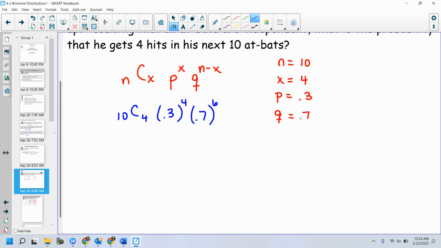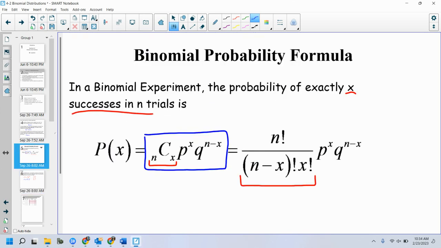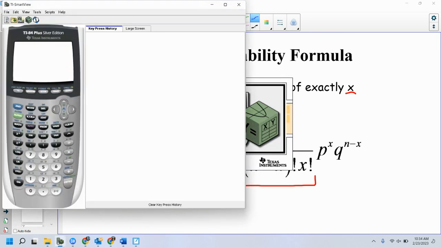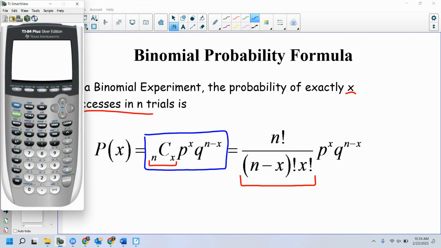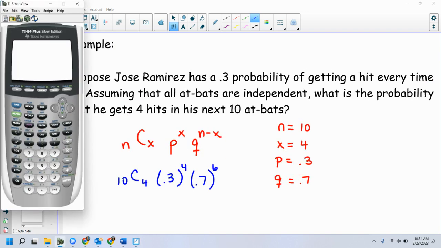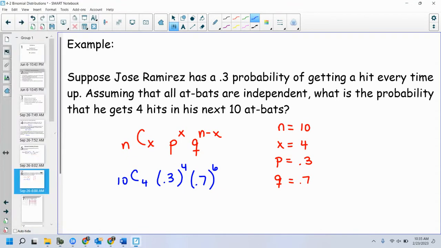Okay, we have 10C4, and then we're going to multiply by 0.3 raised to the 4th times 0.7 raised to the 6th. Oh, I need an extra parenthesis there. 0.2. 0.2.